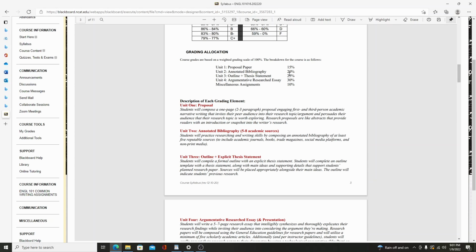The first unit, Unit 1, will have a proposal paper. Unit 2 will have an annotated bibliography. Unit 3 will have an outline and thesis statement assignment. Unit 4 will have an argumentative researched essay. And then there are the additional miscellaneous assignments. And again, you can see over here the percentages, with the most percentage allocated to the argumentative research essay.